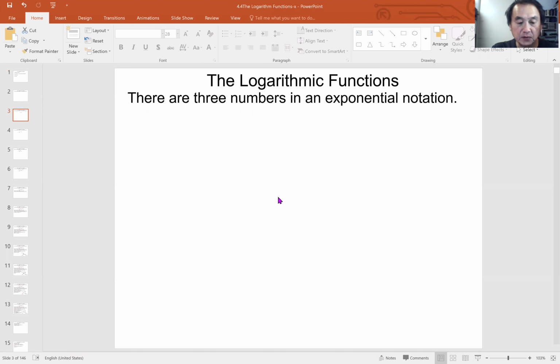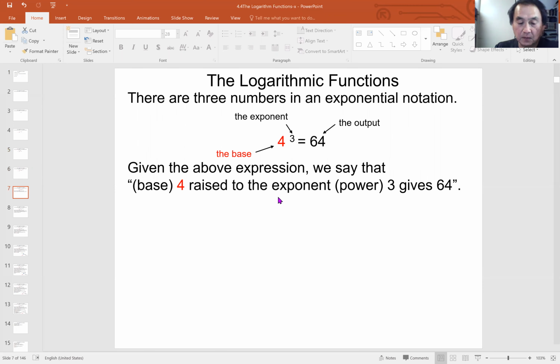the exponential functions. Like when we take 4 raised to the third power, the emphasis in this particular expression is that if I take the base 4 and multiply it by itself 3 times, raised to the third power, the output is 64. Okay, so this is the exponential formula.